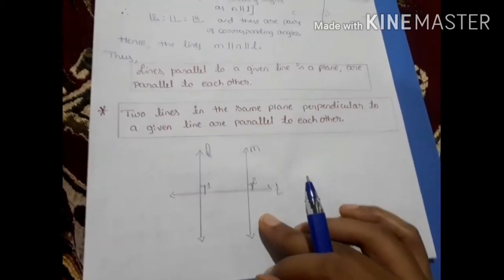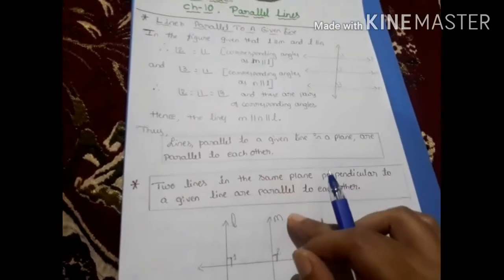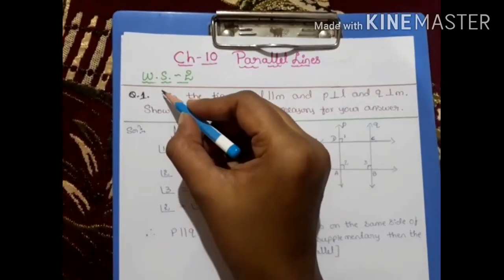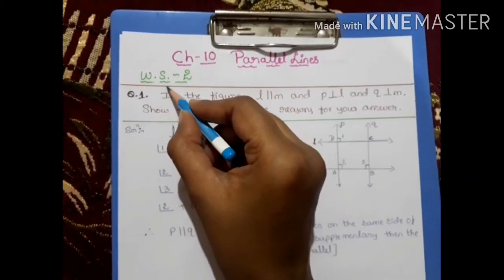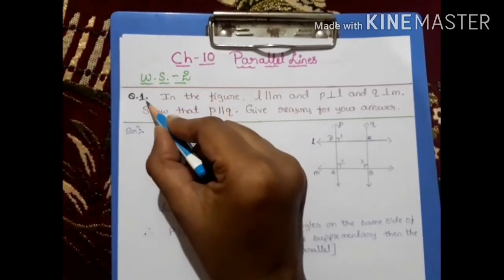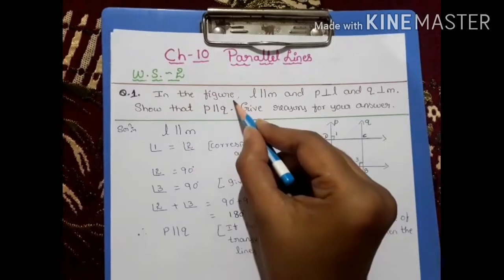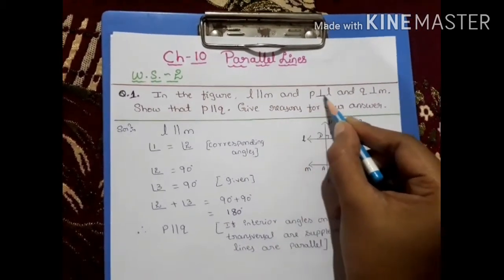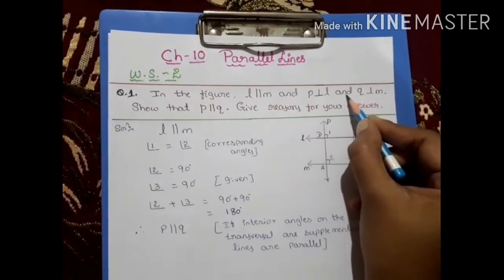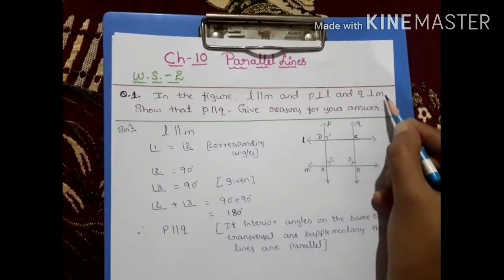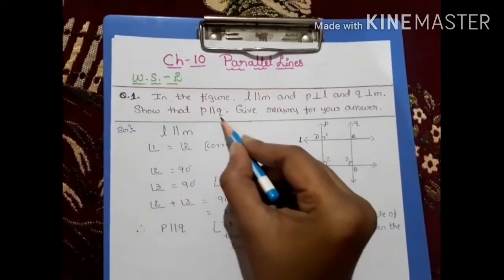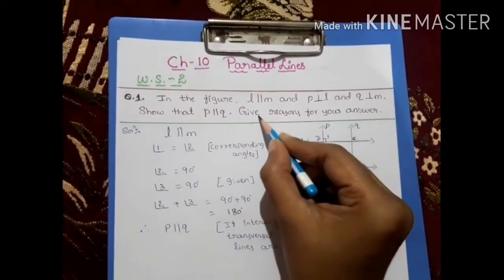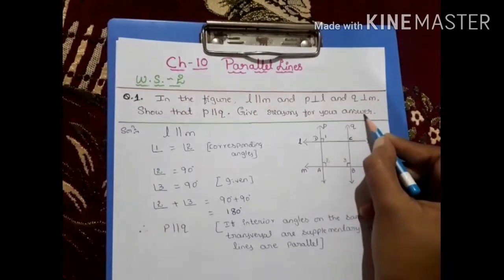By applying these two conditions, we are going to solve worksheet 2. Now let us solve worksheet 2, first question. In the figure, L is parallel to M, P is perpendicular to L and Q is perpendicular to M. Show that P is parallel to Q. Give reasons for your answer.